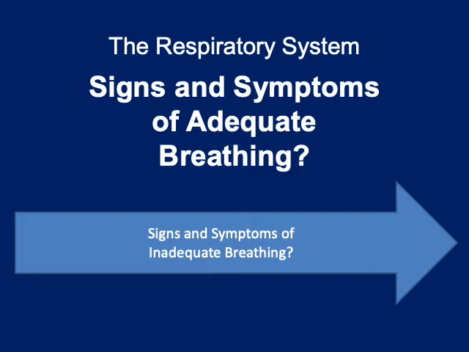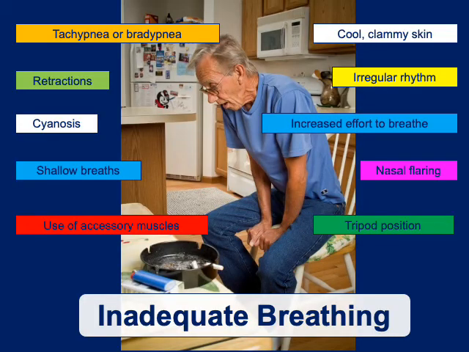Now, when someone has some type of respiratory infection, they're having an asthma attack, they have some kind of trauma to their chest, they have some fluid loss or blood loss, there's dozens and dozens of reasons why people can have inadequate breathing. We need to look for these signs and symptoms. Some of them are very subtle and some are very, very obvious. I'll go through these for you. So let's talk about inadequate breathing.